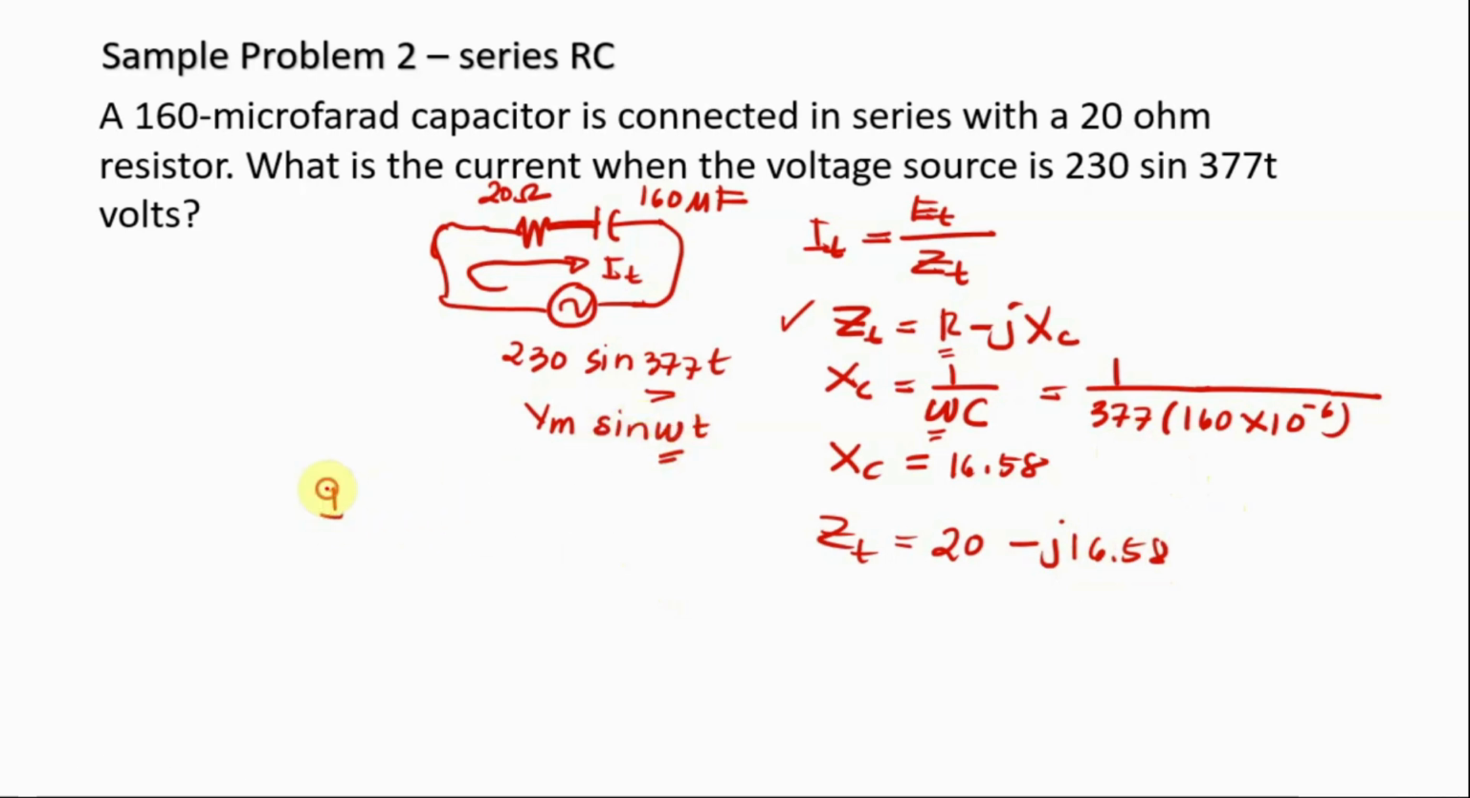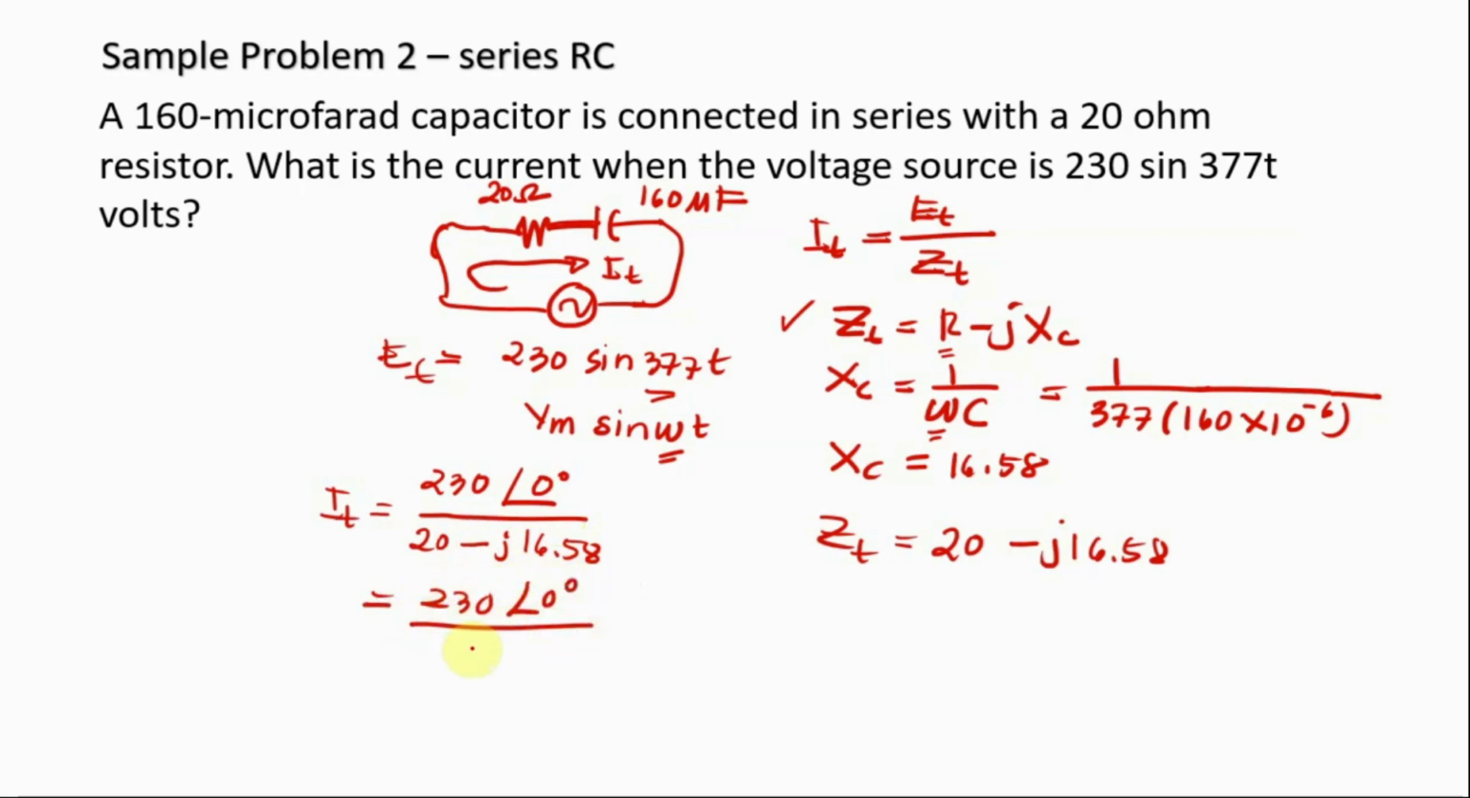So therefore, you can solve for I sub T. I sub T is E sub T, which is 230. Actually, this is cis of 0 degree because the angle here is 0 degree. Okay, so this is your E sub T, divided by Z sub T, the total impedance, which is 20 minus j 16.58. So we can convert this rectangular form to polar form. So it will be 230 cis of 0 degree divided by the polar form of this rectangular form, 20 minus j 16.58, which is 25.